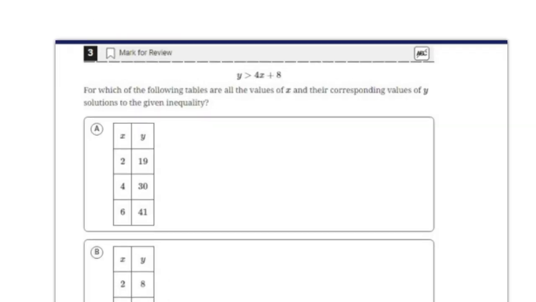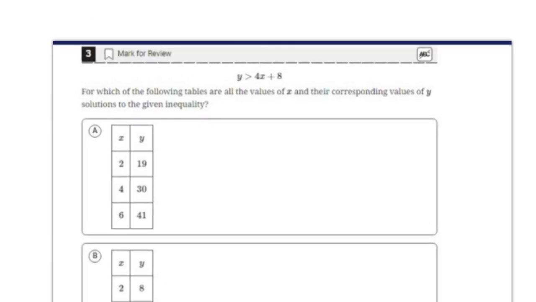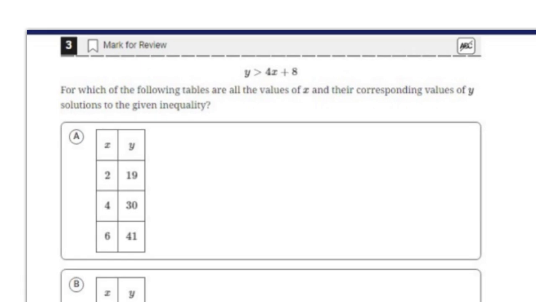Okay, looking at this one, y is greater than 4x plus 8. For which of the following tables are all the values of x and their corresponding values of y solutions to the given inequality? Now, what this means is they're basically saying if you plug in x and you plug in this value for y, does it result in a true statement? Okay, now let's take a look at answer choice A. We can plug in 2 for x and 19 for y and kind of see what happens.